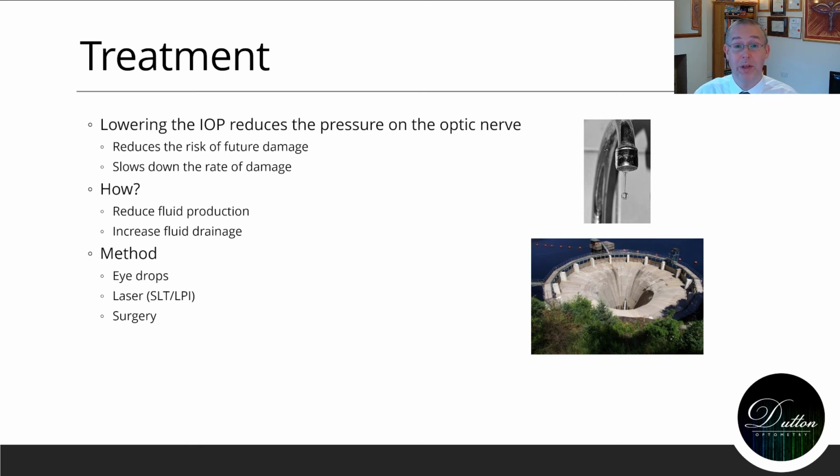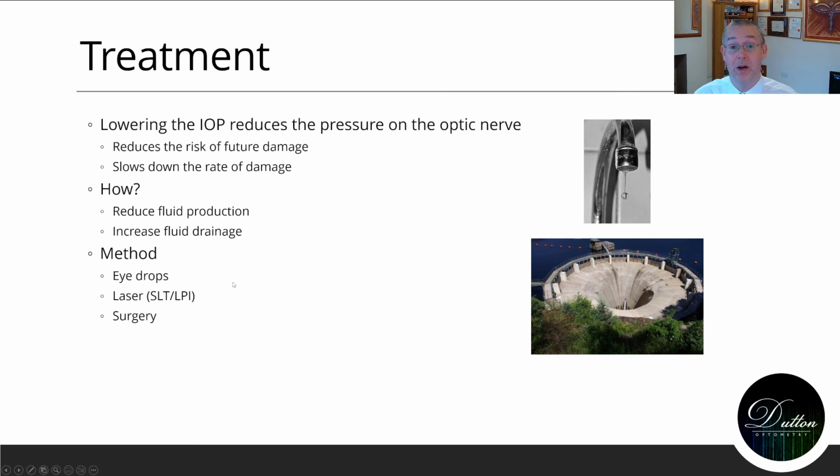Remember, the pressure in the eye is there because there's a watery fluid which is produced and drains away. So if less watery fluid can be produced, then the pressure is going to go down. And similarly, if we can improve the drainage out of the eye, the pressure is going to come down. So you can see those two options here. Less fluid coming in and more fluid draining out. And there's three ways we can do that.